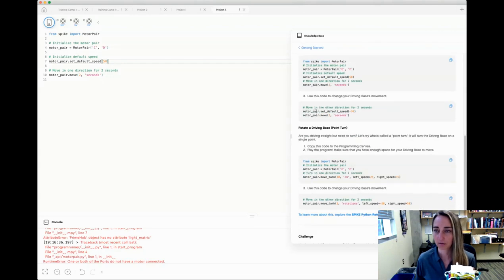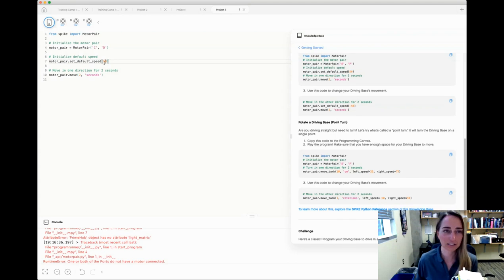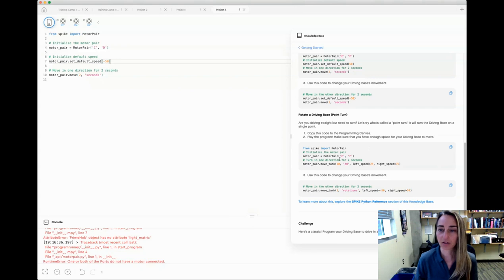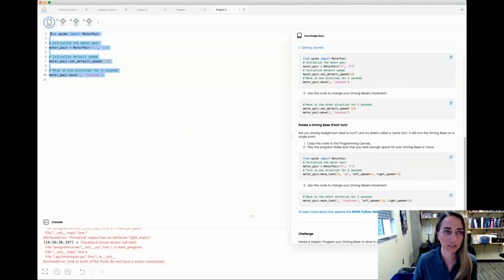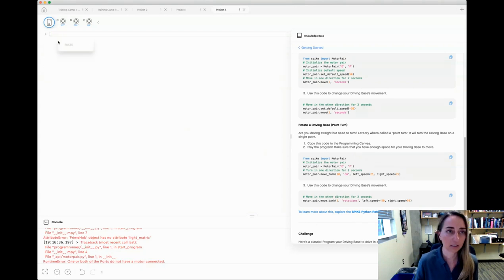Okay, so I can, again, test that. So I just looked at that particular function in the knowledge base. Let's see what happens if I go negative 50 instead of positive 50. Again, my robot should go backwards instead of forwards. Okay, I can confirm that it did that. Okay, I can also do a turn here or point turn. Again, thank you, Lego. They're giving me good examples that I can learn from.